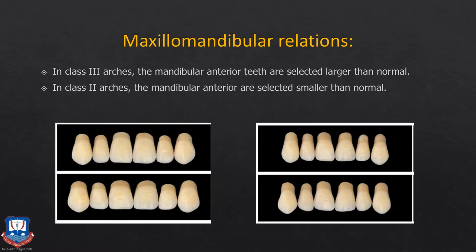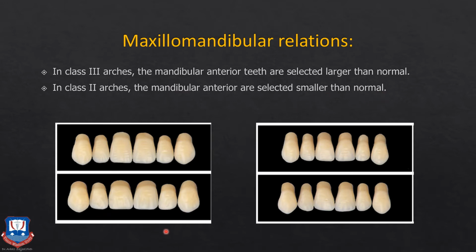Next is based on maxillomandibular relationship. In class 3, as we all know, the mandible is large, the maxilla is small, therefore the mandibular anterior teeth selected are larger than normal. Whereas in class 2, the maxillary arch is bigger and the mandibular arch appears smaller, so we have to select mandibular anterior teeth which are smaller than normal.